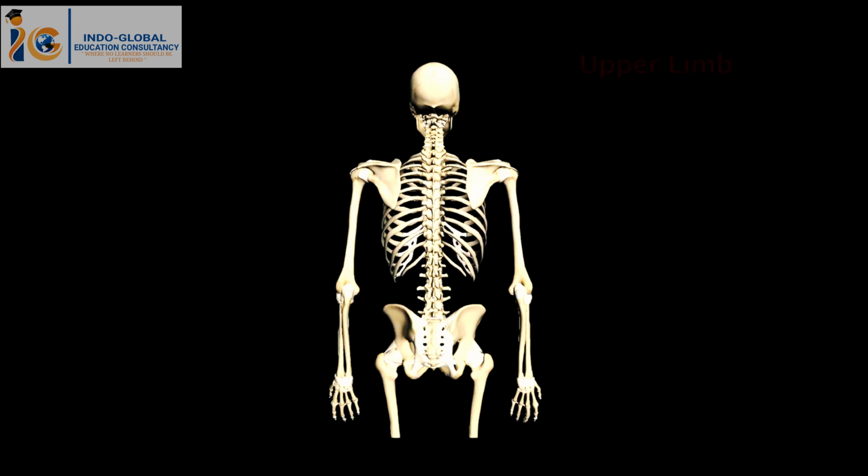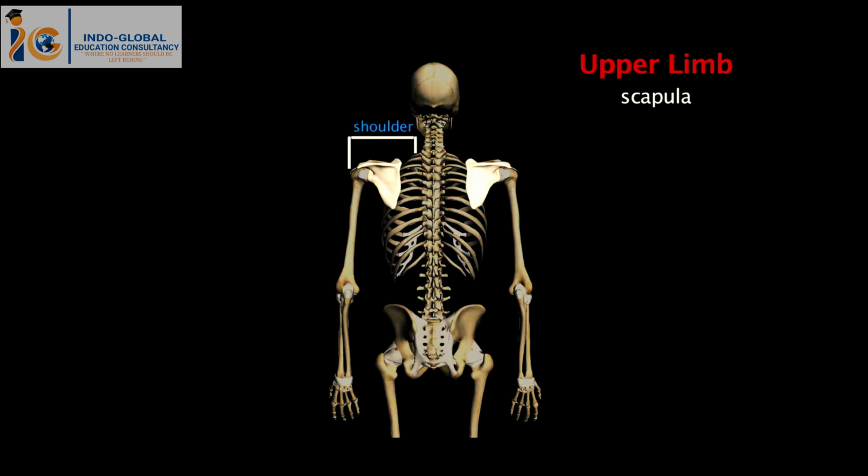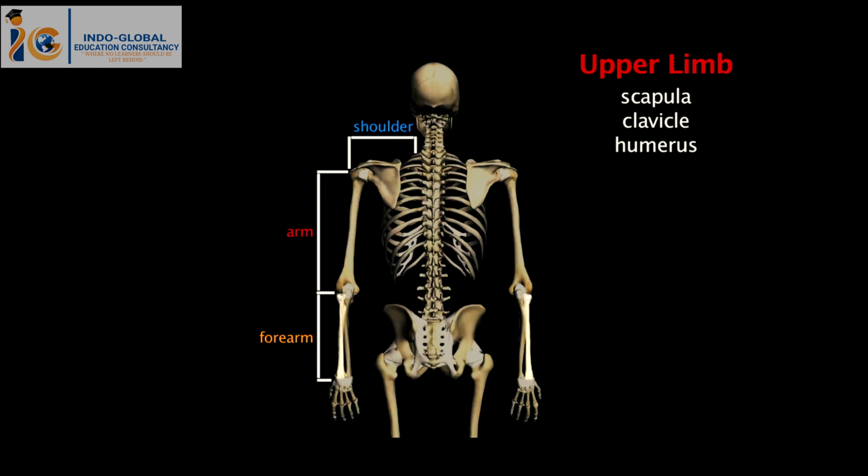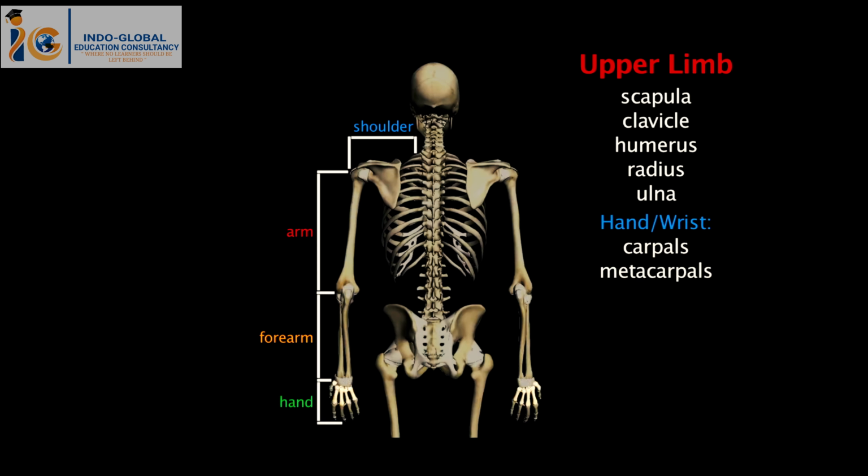The skeleton of the upper limb is divided into 4 segments. The shoulder, made up of the scapula and clavicle, the arm, made up of the humerus, the forearm, which includes the radius and ulna, and the hand, made up of the carpals, metacarpals, and phalanges.